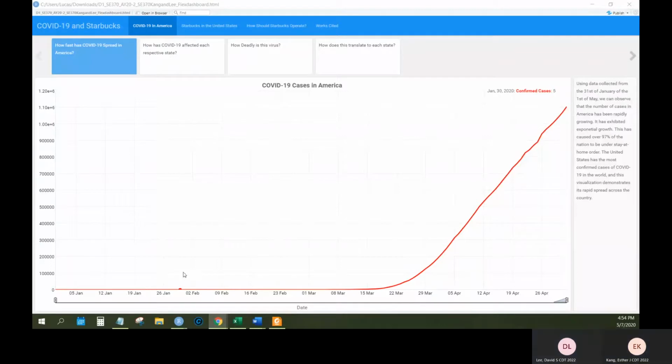So this graph shows how many cases there have been overall in the United States per month. And as you can see, from March till April, the number of cases has increased exponentially. The number of cases is also shown by date on the top right of this graph.